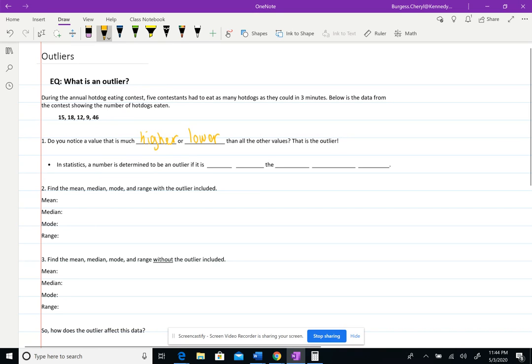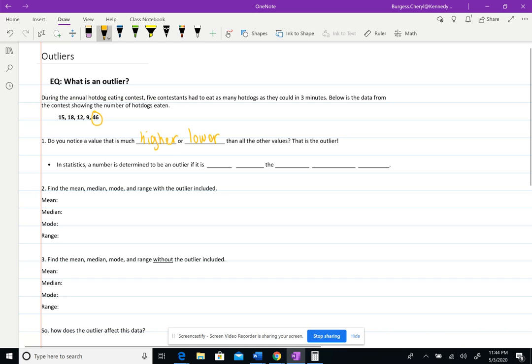So, obviously, we have a number here that just doesn't fit in with the rest. Our numbers are 15, 18, 12, 9, and 46. Which of these do you think doesn't fit in? That's right, 46 doesn't fit in. That's way too big. So, that's the outlier.